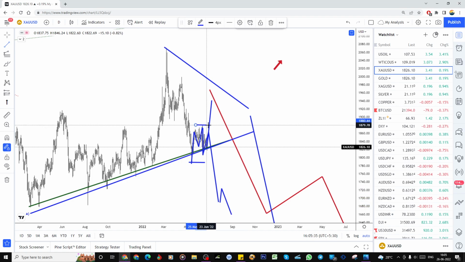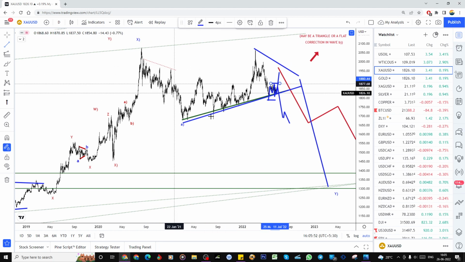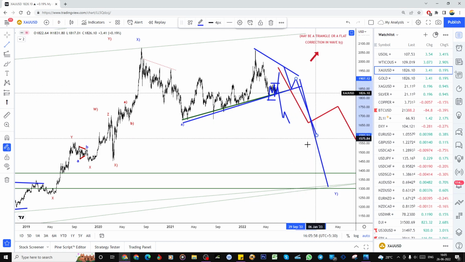Until it breaks this 1880, there are a lot of chances to the downside only. If it breaks this high, then it can go up to 1920 or 1950 or 1980. It can, because if this is A, B, C, then D can reach here, and after that E here. So this is A, B, C, D, E, and then downside.